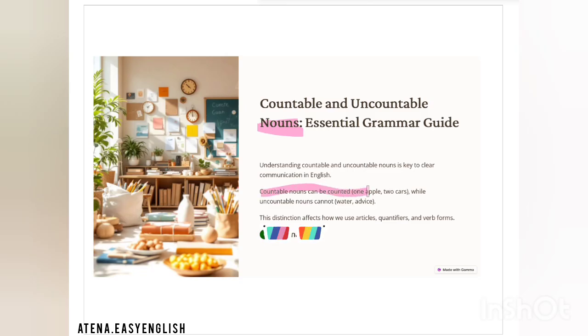Here, countable nouns can be counted. One apple, two cars. So countable nouns are the nouns that we can count. You can add a number before them: 1, 2, 3, etc. While uncountable nouns cannot be counted, like water, advice. You cannot say a water or a sugar. They are uncountable and we are going to practice more about it.